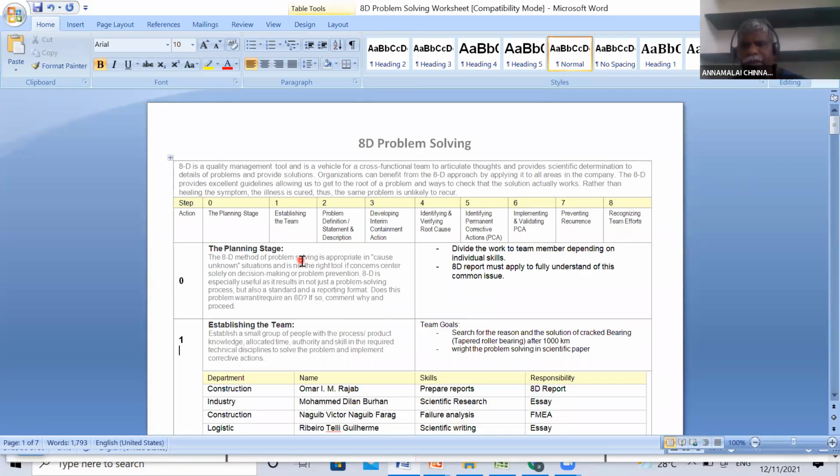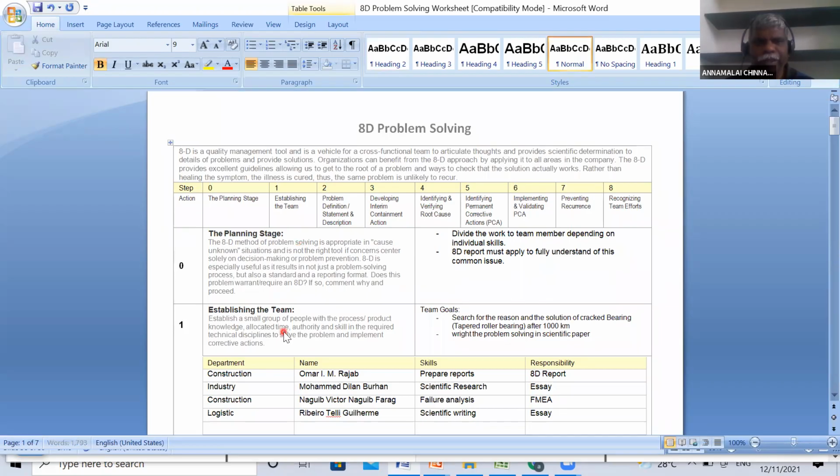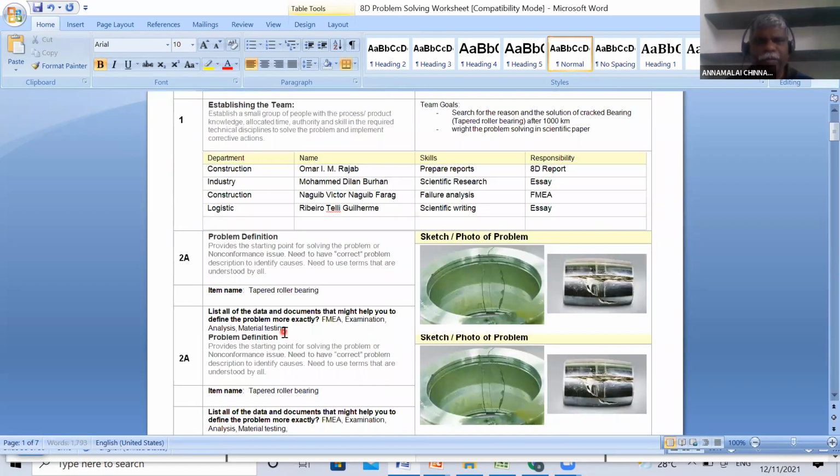So planning stage means at this point you will have to determine whether the 8D problem solving technique is really needed. That is needed whenever you do not know the root cause of the problem, and whenever you want a detailed analysis, then only you should be using it. Then the first one is about establishing the team, and then the second one is the problem definition.